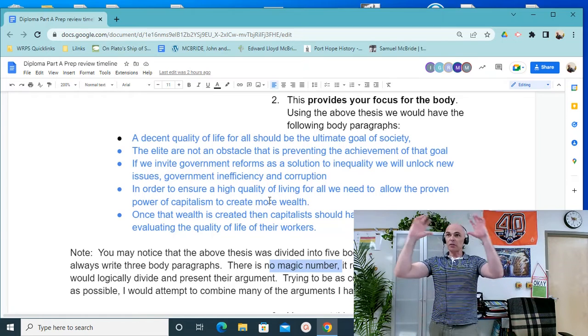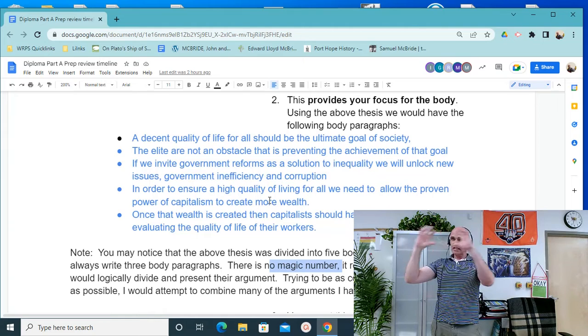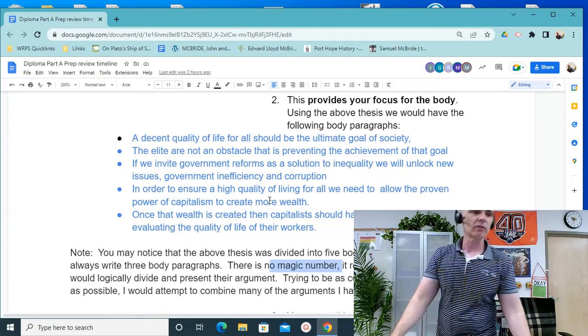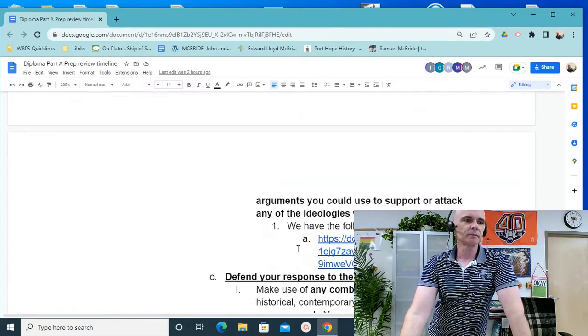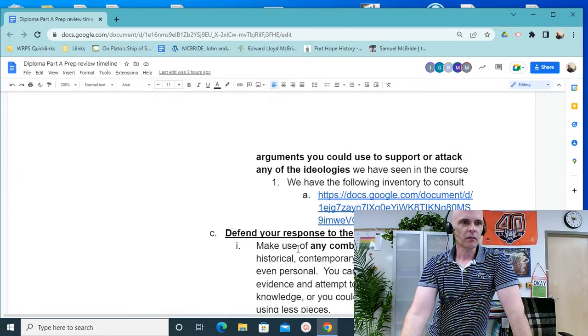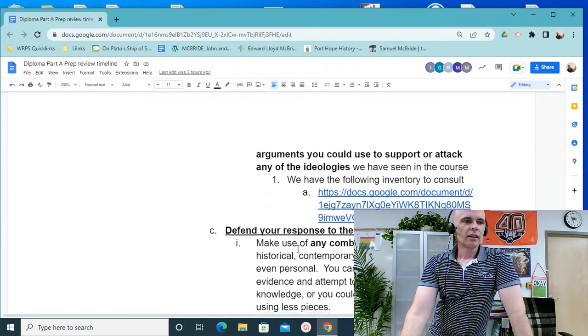So you have a thesis statement that should be logically divided into supporting arguments. Each supporting argument has a body paragraph, and the supporting argument is the topic sentence of that body paragraph. Let argumentation be the vehicle that guides your essay.